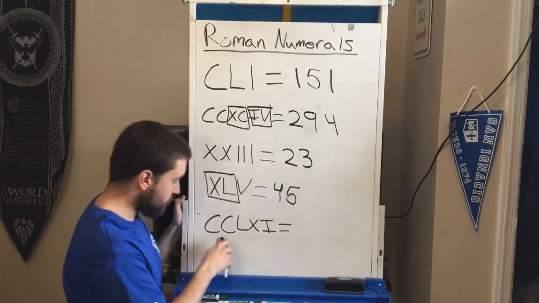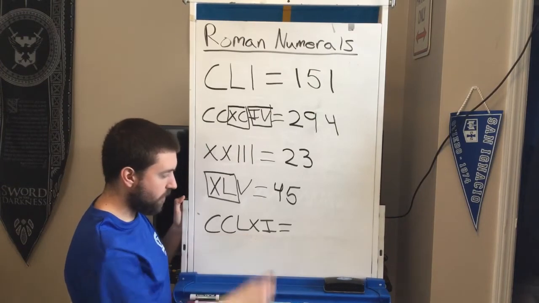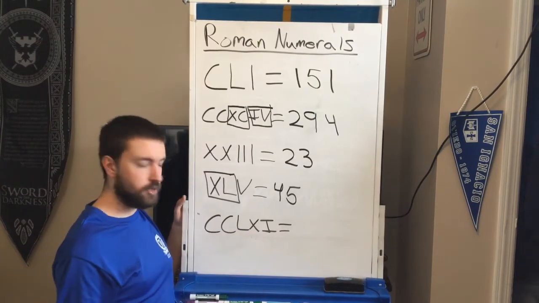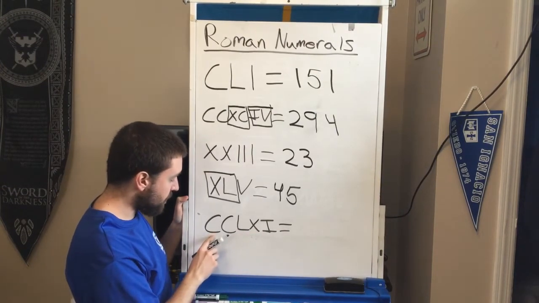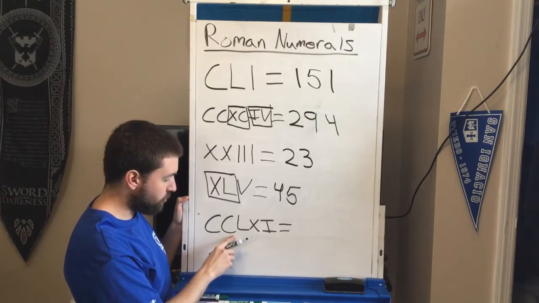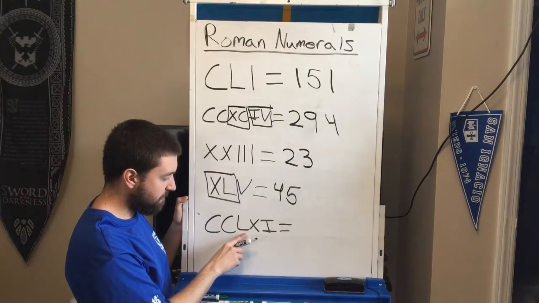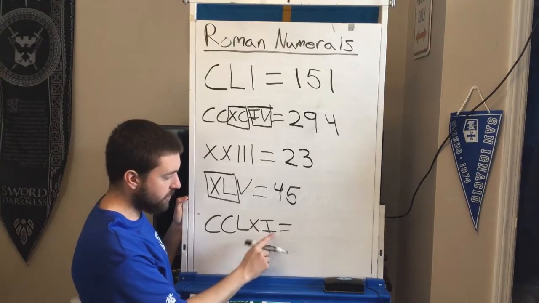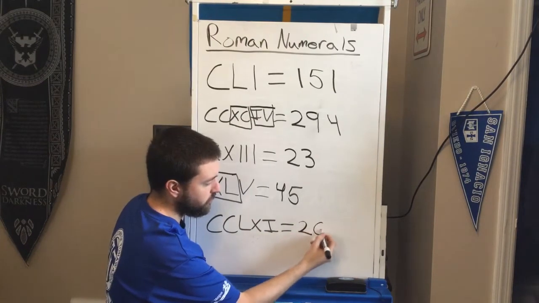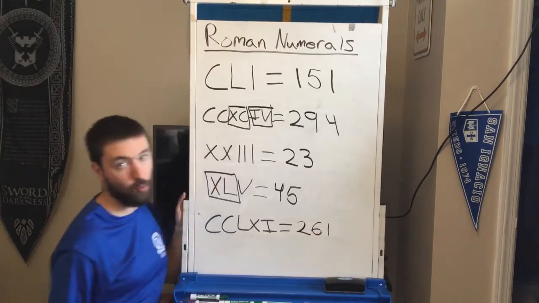Now our last one here. Let's see. C, C, L, X, I. All right, so we're going from greatest to least. We don't have to do any subtraction. We just have to add them together. 100, 200, 250, 260, 261.